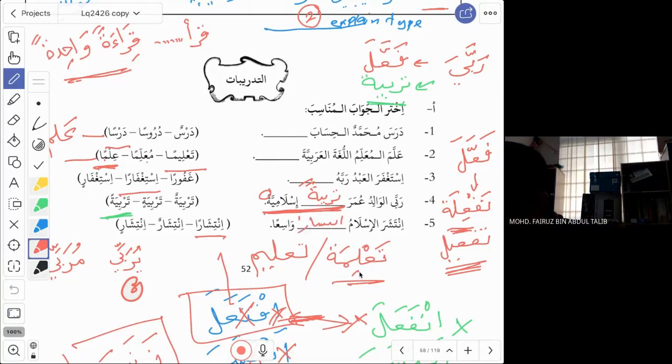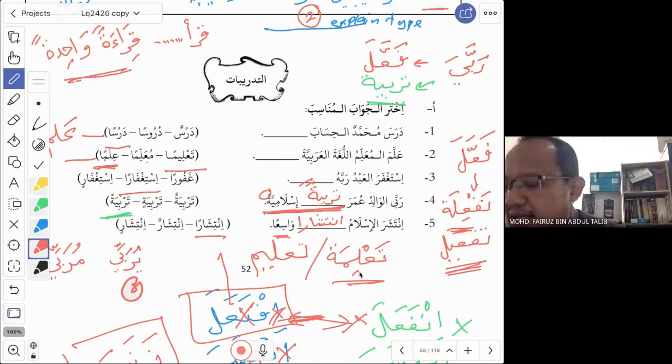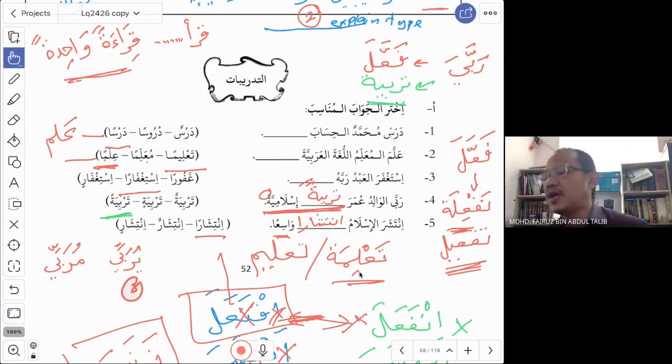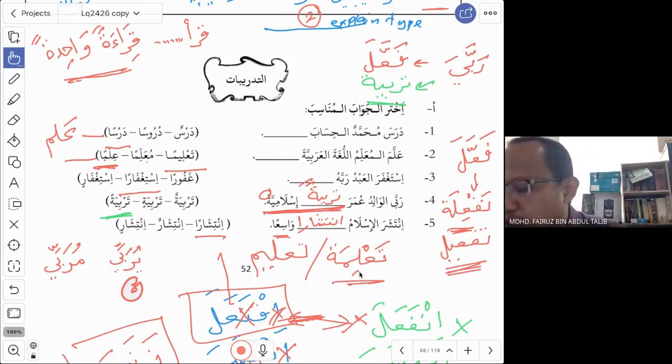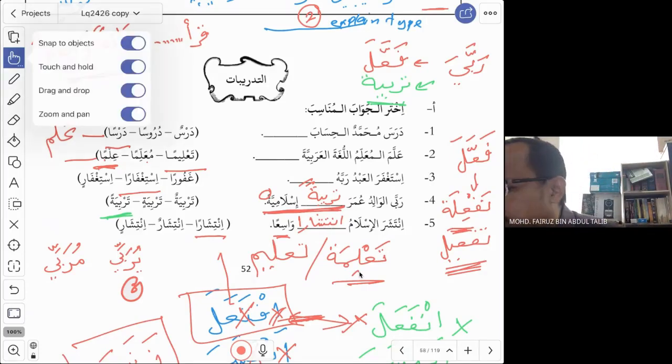So again, if it is only one word, intisharan, then it is to emphasize. But now you have an adjective. So this is not to emphasize, this is to explain. Okay, how was it spread? What spread? Intisharan wasi'an. So from the example here, you have seen the two functions of maf'ul mutlaq. Okay, any questions for this exercise?